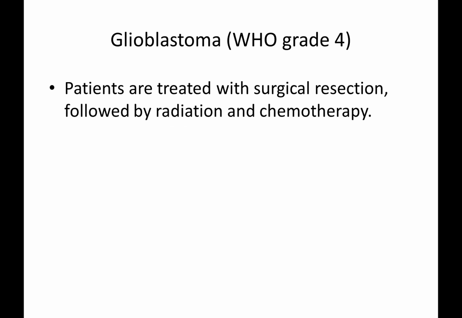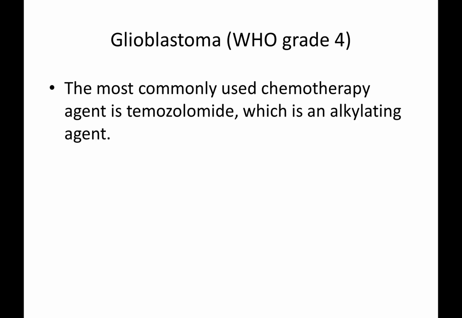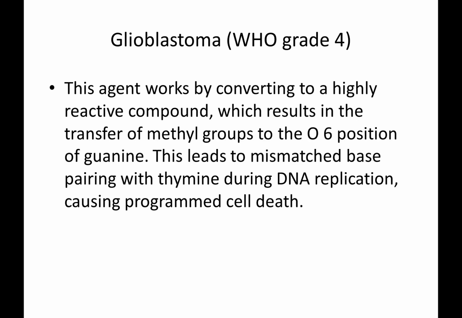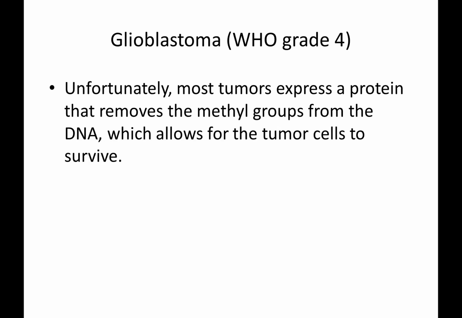Patients are treated with surgical resection, followed by radiation and chemotherapy. The most commonly used chemotherapy agent is temozolomide, which is an alkylating agent. This agent works by converting to a highly reactive compound, which results in the transfer of methyl groups to the O6 position of guanine. This leads to mismatched base pairing with thymine during DNA replication, causing programmed cell death.